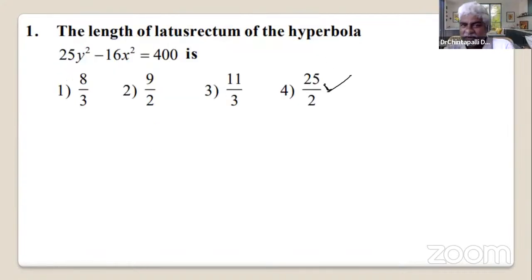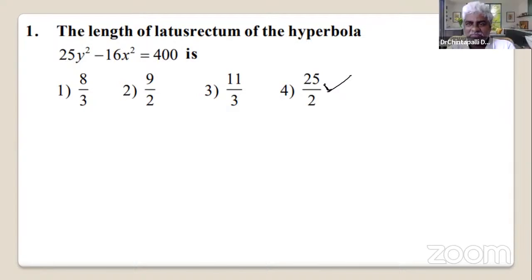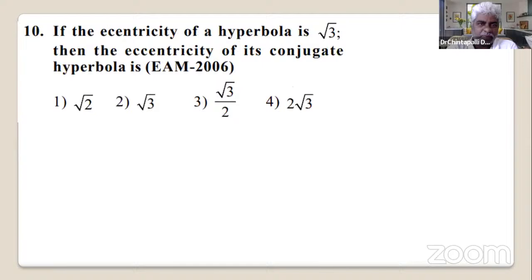Yes. X square term is second term, y square term is first term, unlike the general equations. Generally, in the entire ellipse, we observed x square term is first term, y square term is second term. But here, y square term is first term and x square term is second term. How can we understand this equation? Is it hyperbola or conjugate hyperbola? Conjugate hyperbola. That means second case hyperbola.